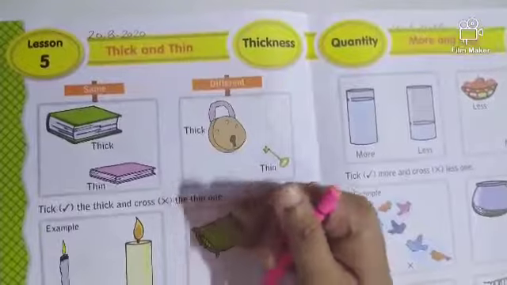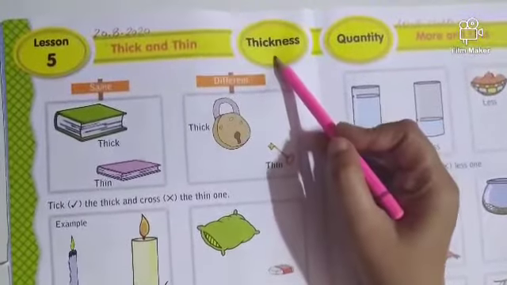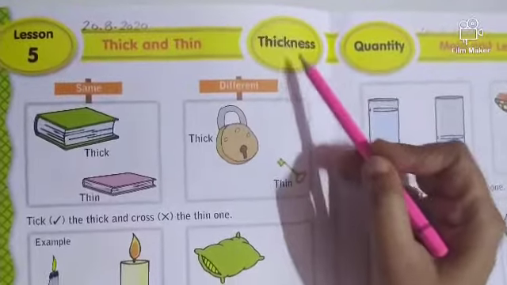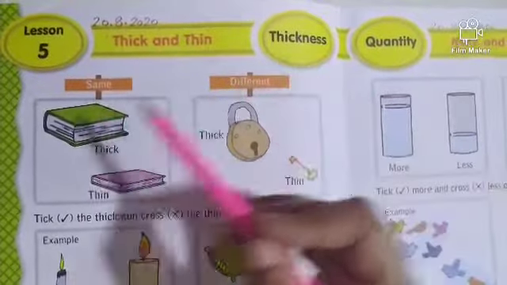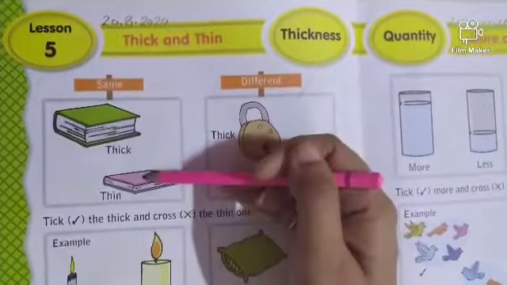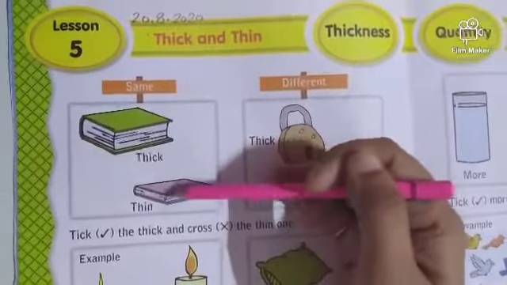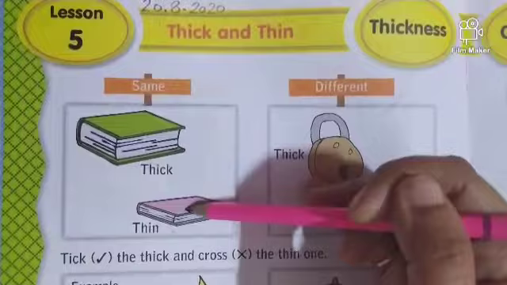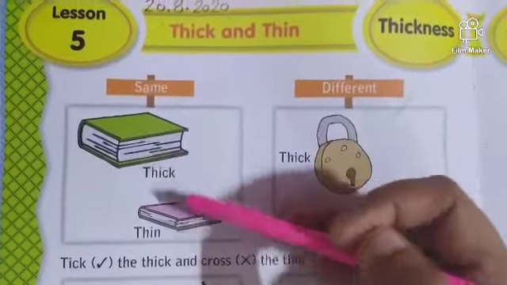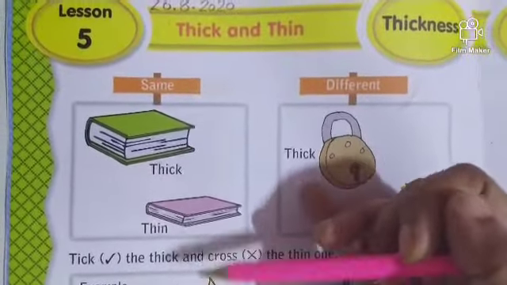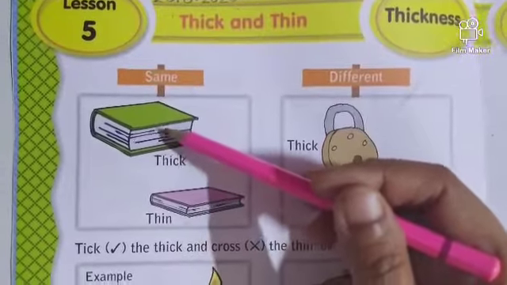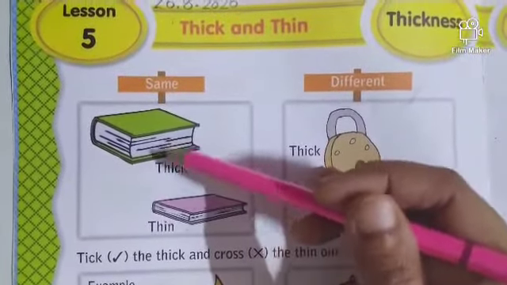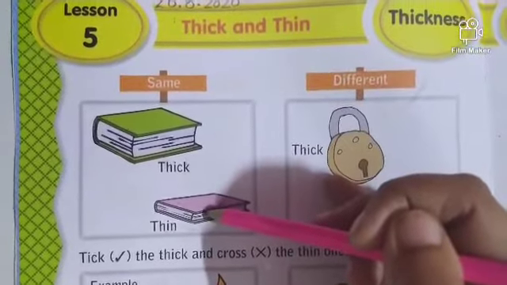Now we are going to study about what? Thickness. Thickness of the objects. See. These are books. Both are same. This is a book. This is a book. Both are same. But their thickness is different. So, which is thicker? This one. And this is thinner. Green book is thick while pink book is thin.